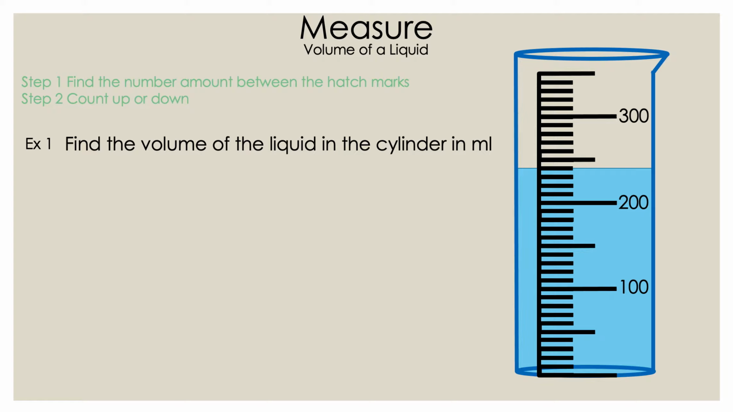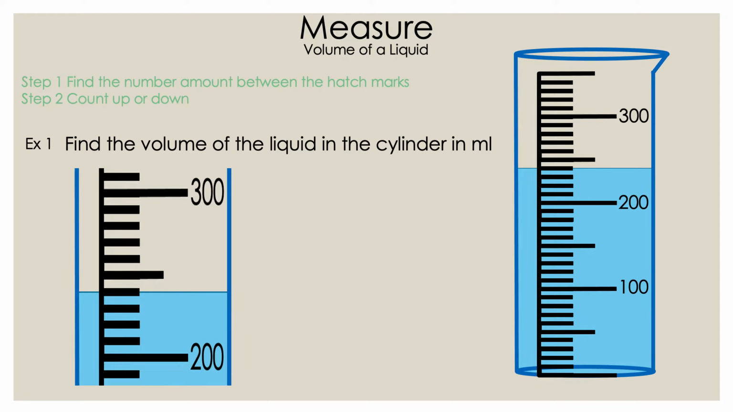So let's go ahead and read the question. Find the volume of liquid in the cylinder in milliliters. Let's get started by zooming in, so it'll be a little bit easier. Next, we're going to subtract the two numbers that we see on the cylinder. So 300 minus 200, which gives us 100.